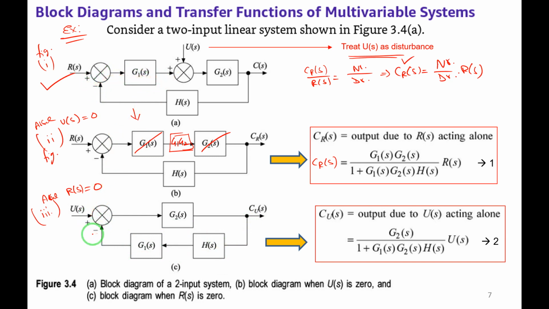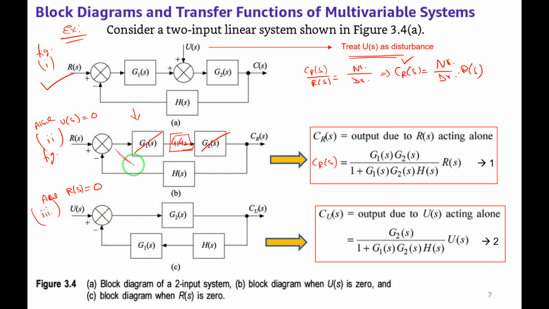I hope you understood how to redraw the diagram from figure 1 to figure 3, assuming R(s) to be 0. I hope you got it. If any doubts, you can ask so that I can repeat once again. How we draw the block diagram is, input should be on one side, output on the other side. Input on the left side, output on the right side. We have to draw like that, because we have rearranged U(s) from figure 1 to figure 3.